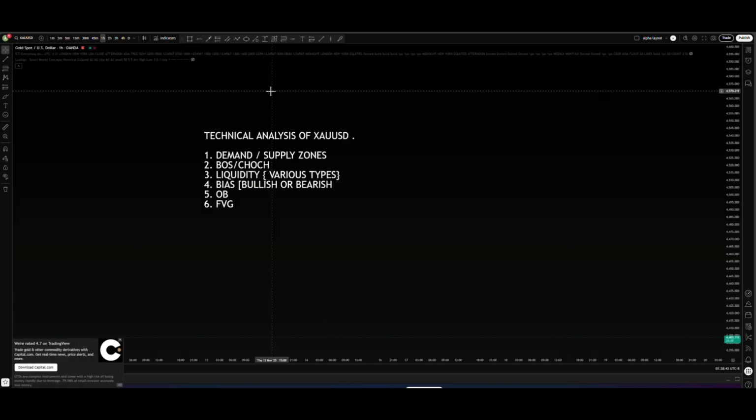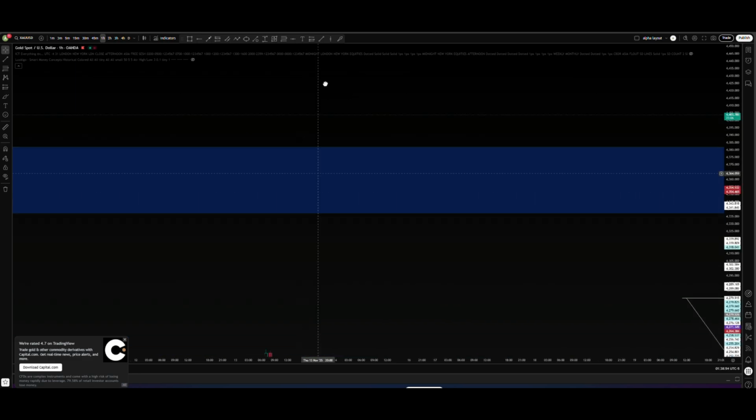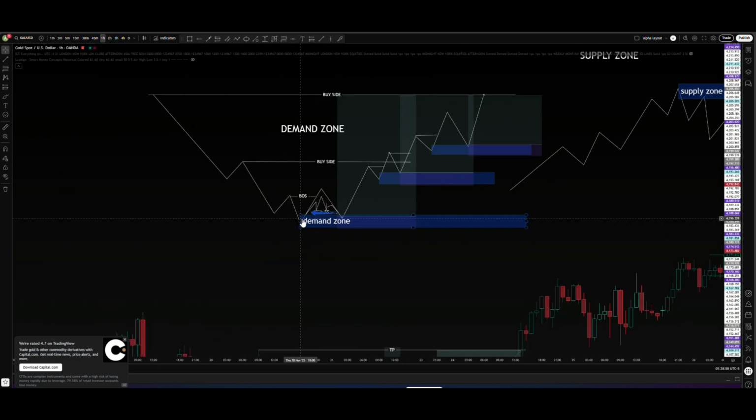So what's demand? First of all, demand is where institutions place their orders. The demand is this one here. Let me show you. This is the demand zone here. We are going to be discussing demand and supply strategy here, not indicators, not guesswork. This is where institutions place their orders.